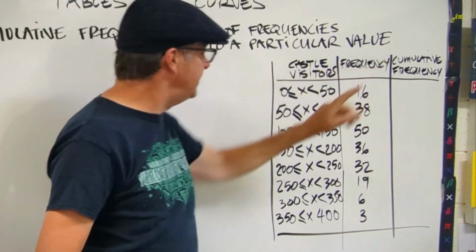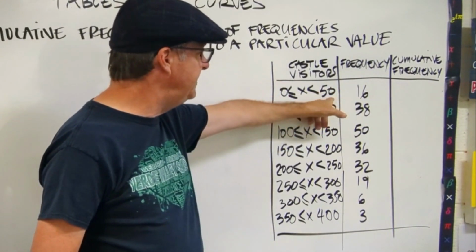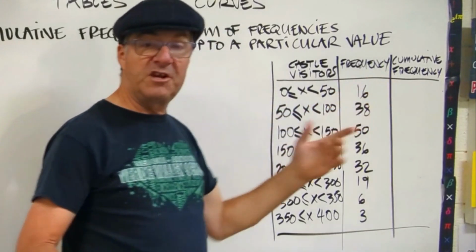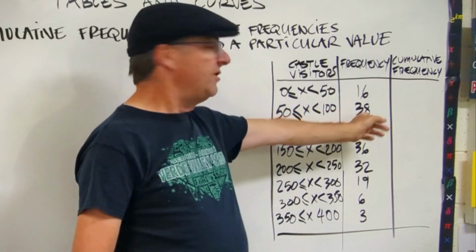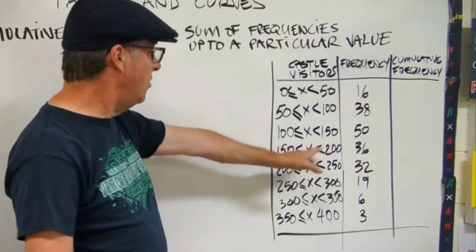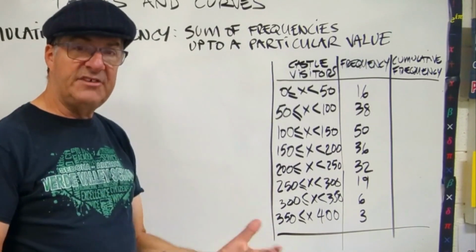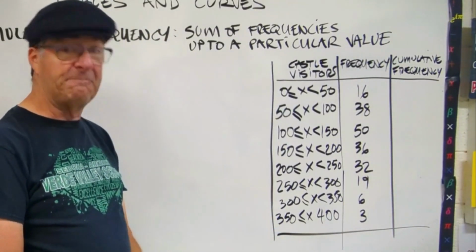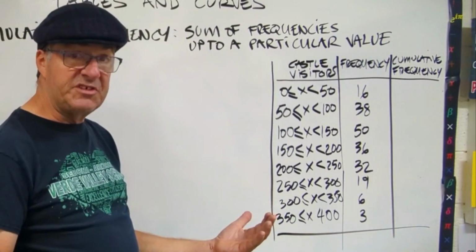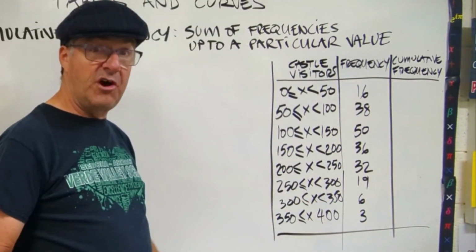So I started here with some data, like we always do, and here we have castle visitors. It's a frequency table. To our castle, we have between 0 and 50 visitors on 16 different days. And then we have between 50 and 100 visitors on 38 different days, and so on. So these are the frequencies of the classes, and the classes are defined as the number of visitors to the castle on that day. Cumulative frequency is just adding up all these individual frequencies as you go.